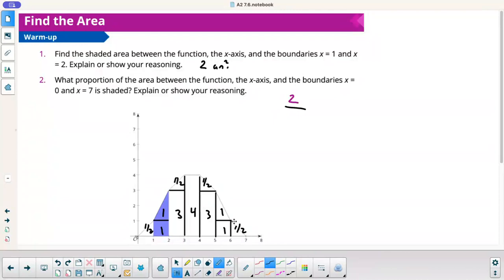So let's add all these numbers up and see what we get. So 0.5 plus 1 plus 1 plus 3 plus 0.5 plus 4 plus 0.5 plus 3 plus 1 plus 1 plus 0.5. I get 16. Okay, so 2 out of 16, because the green area was the whole thing. So reduce that down, we would say 1/8.